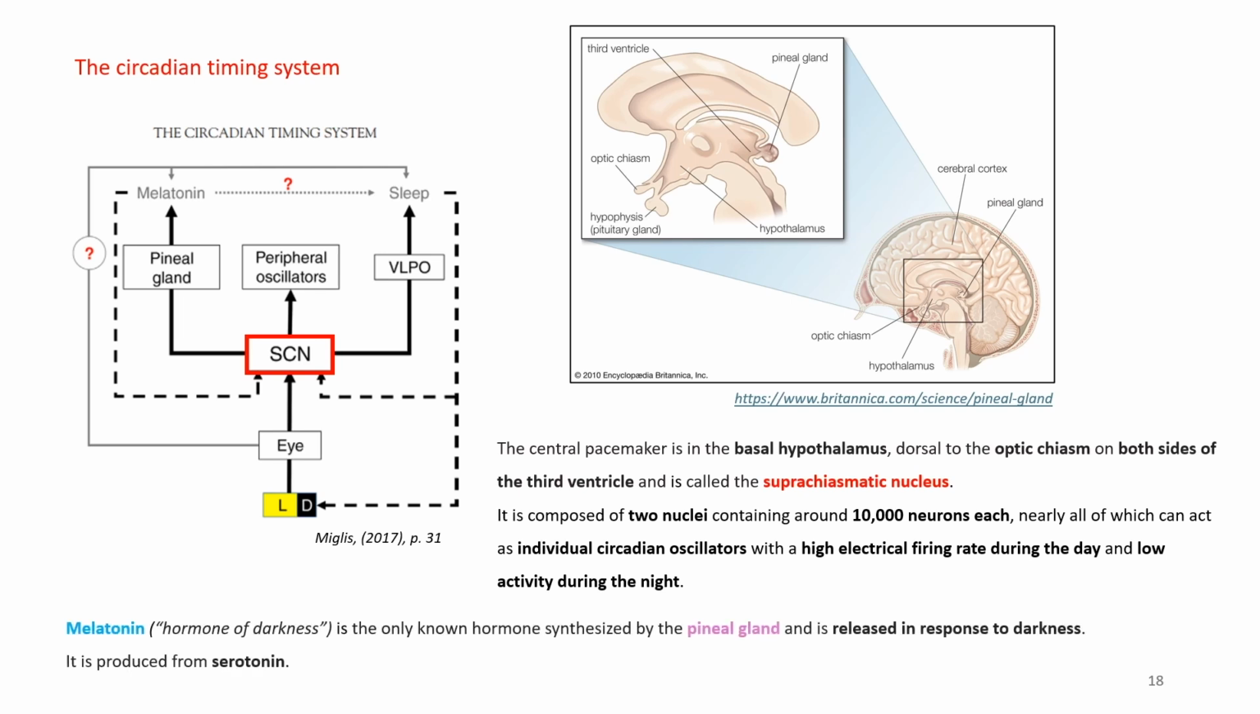The main hormone that induces sleep is melatonin, colloquially called the hormone of darkness. And this hormone is synthesized by the pineal gland and is released in response to darkness.